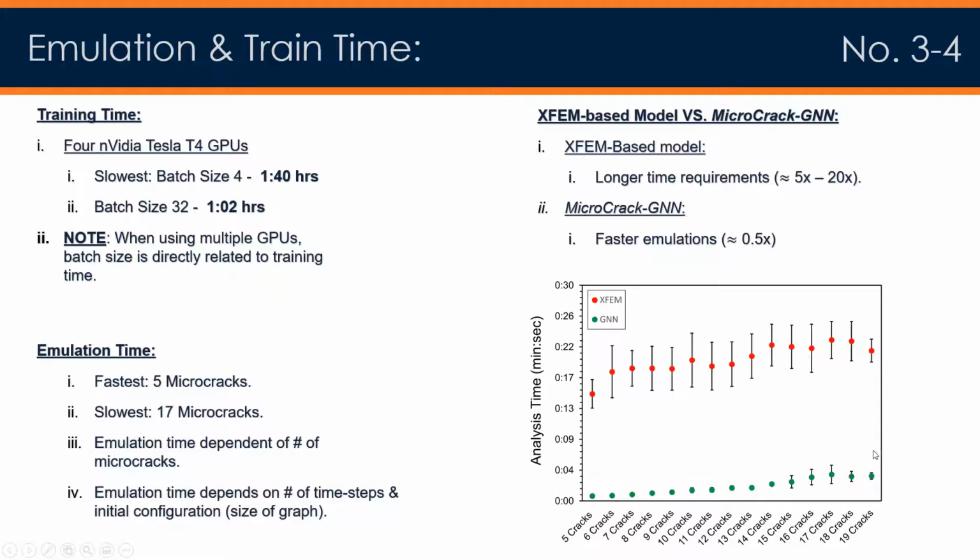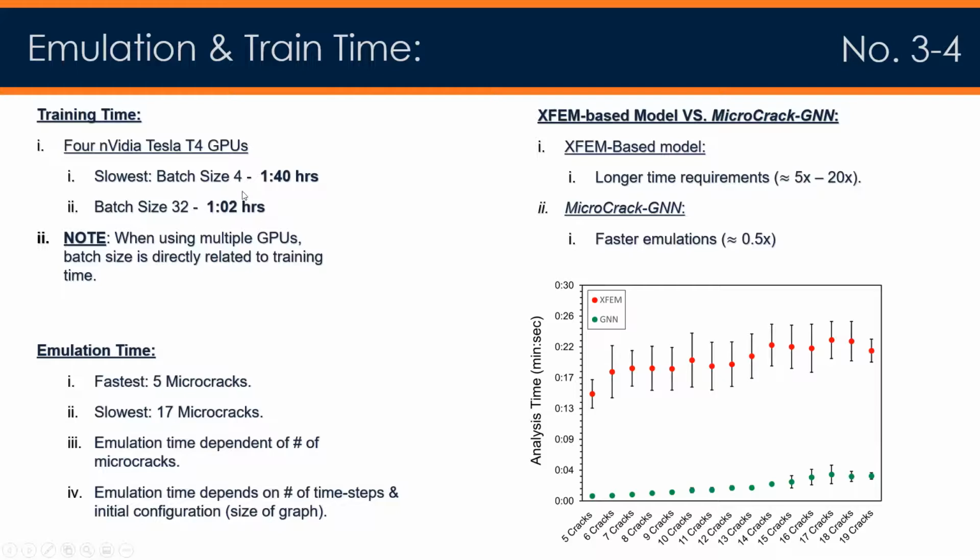So basically, if you have a very large system, a lot of configurations to consider, you may want to use the graph neural network because it will give you faster simulations. Now, if you have a smaller number of simulations that you need, the extended finite element method may come in handy, given that the training time for the graph neural network was approximately 5 hours.